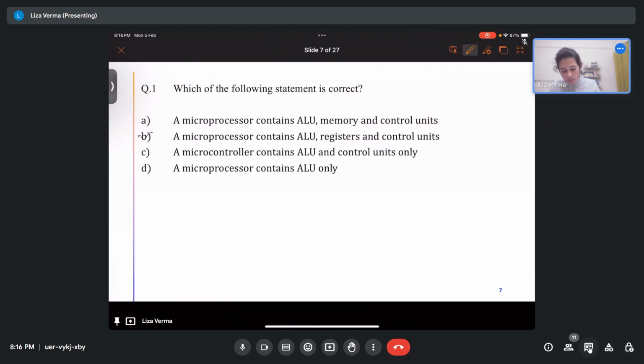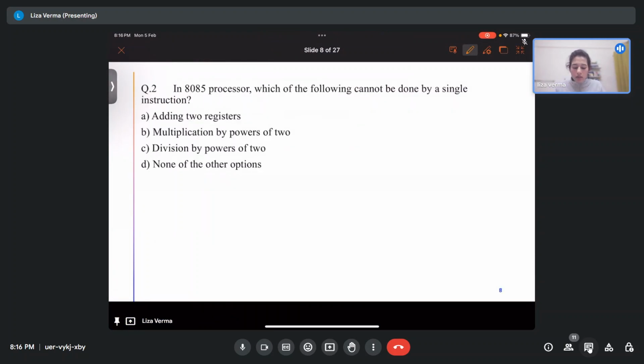So next question. In 8085, which of the following cannot be done by a single instruction? Adding two registers, multiplication by powers of 2, division by powers of 2, or everything can be done. Please write your answers. Multiplication and division both cannot be done.